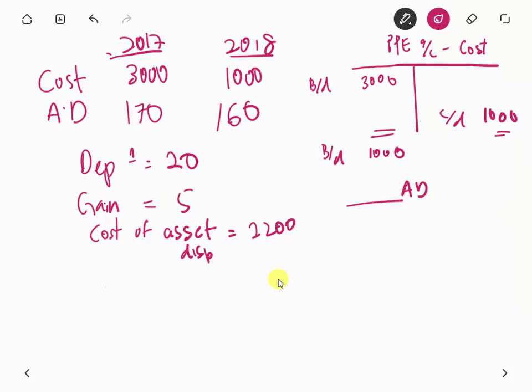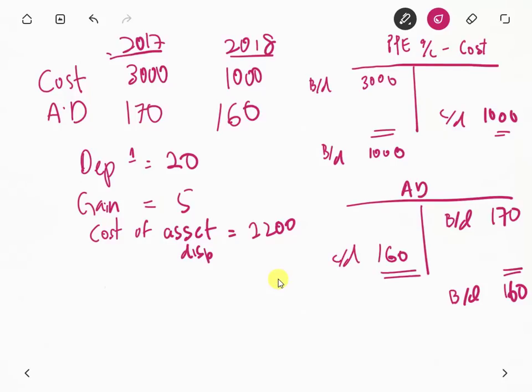Accumulated depreciation, 2017 opening, 2018 closing. And always start with opening, closing, bring up. And what other info is given? There's a depreciation charge during the year. Where should I put this depreciation?